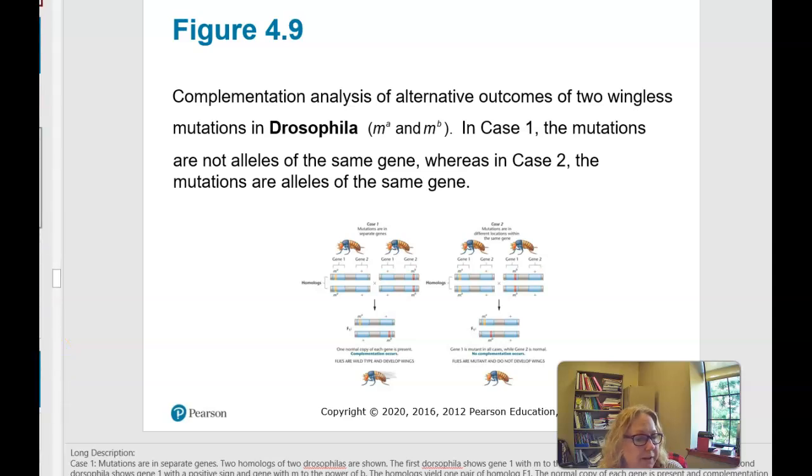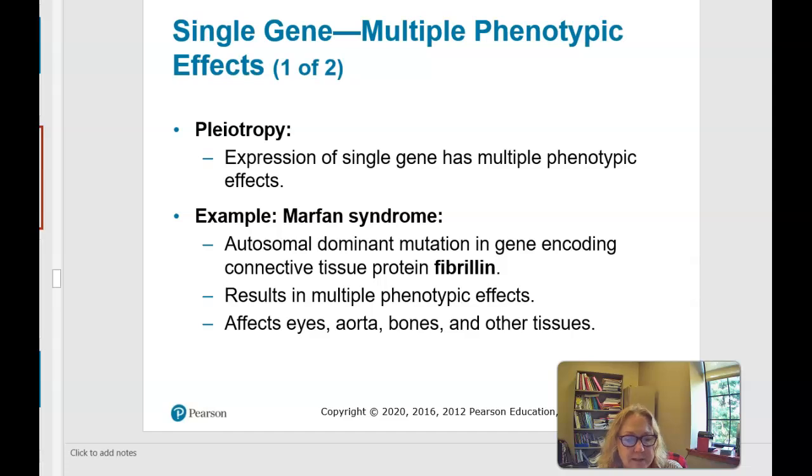So we will talk about that more. There's a whole chapter. But I just want you to know that it is possible that if the alleles are on the same gene, they're going to potentially sort that way, and it's going to throw off your Mendelian ratios.